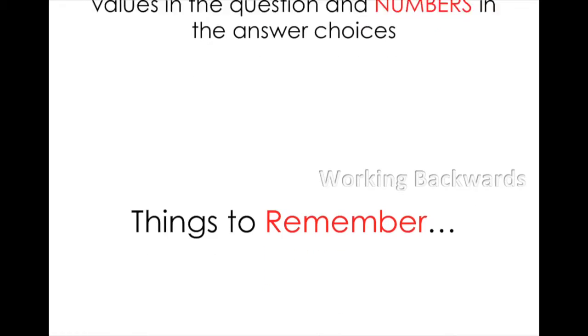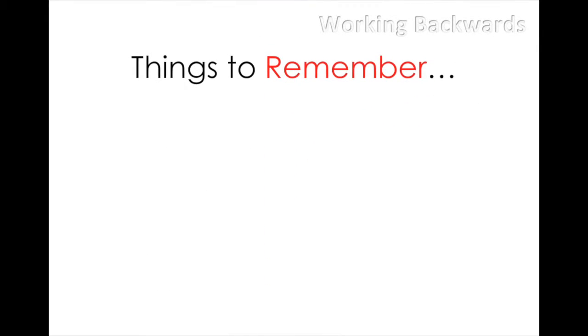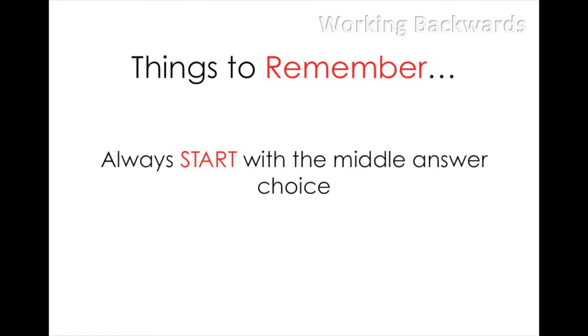There are a couple things you need to remember when using the working backwards strategy. The first is to always start with the middle answer choice. All of the answers go in numerical order, from least to greatest. By starting with the middle value, you'll be able to eliminate half the answer choices right away.